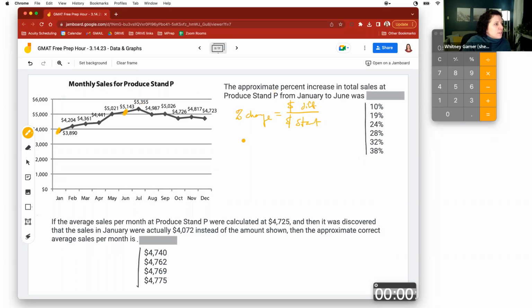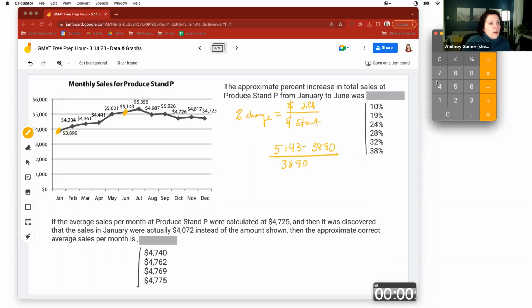So first I need to figure out the difference. That's going to be 5,143 minus 3,890. And that's going to be over the starting amount, 3,890. So 5,143 minus 3,890, divided by 3,890, is going to be about a third. And we're looking at about a third.